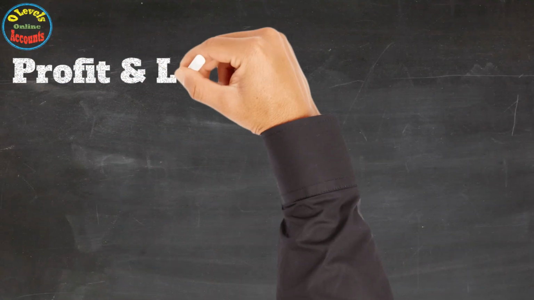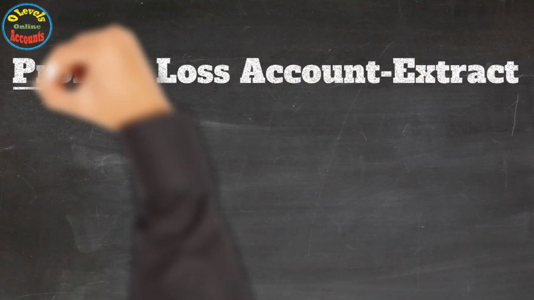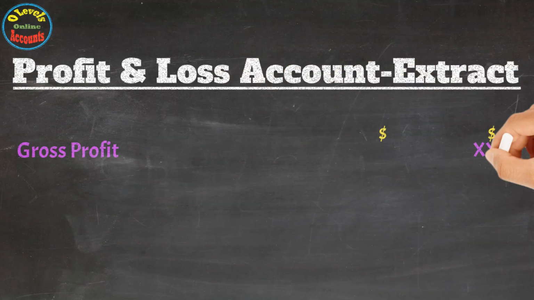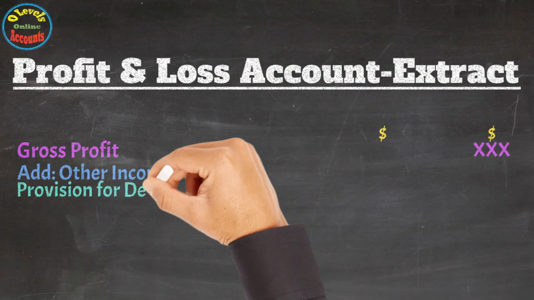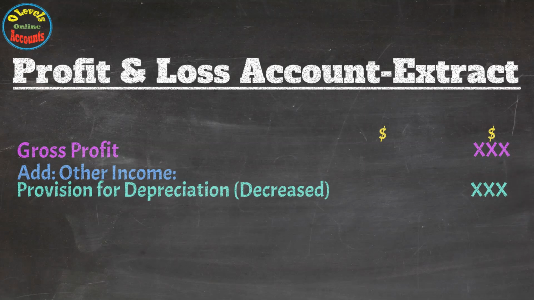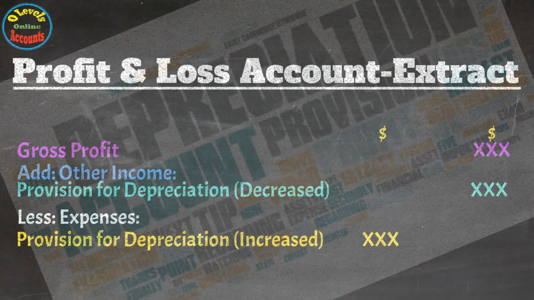The fourth tip is for the profit and loss treatment of provision for depreciation account. Its decreased value should be reflected under the other income portion and its increased value should be recorded under the expense portion of the profit and loss account. Examiners normally ask for this treatment during the theory paper in the exam. Let's move to the next tip.